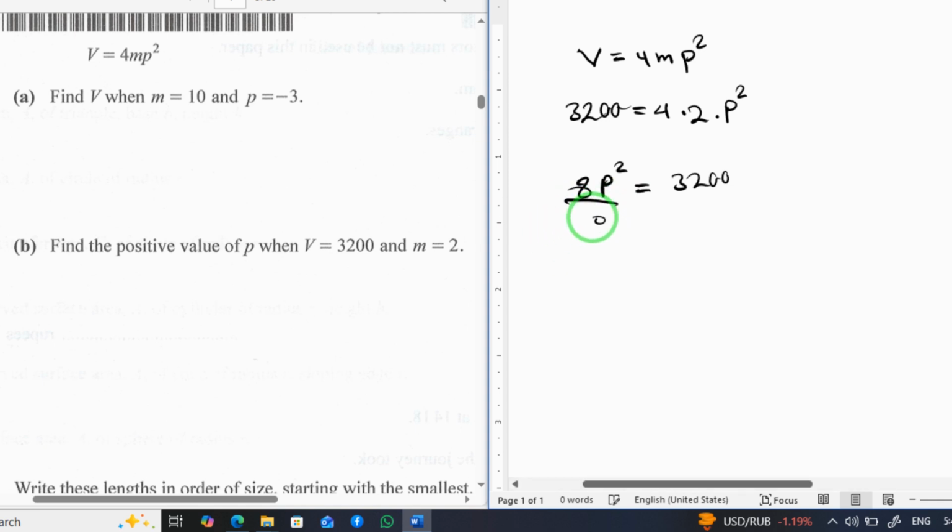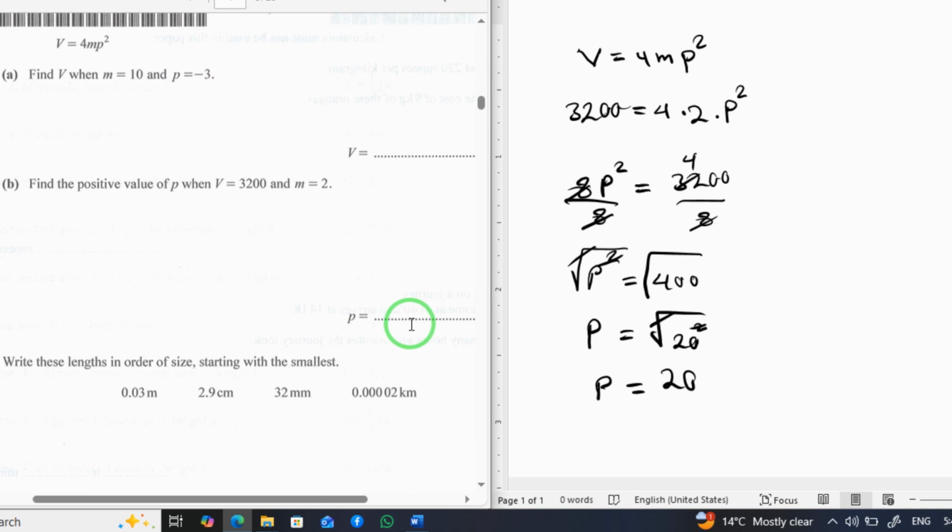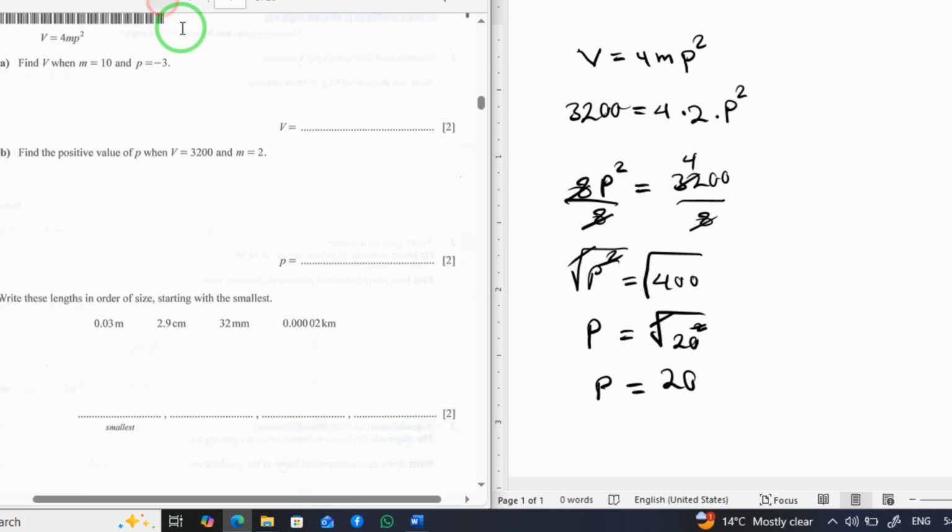We divide both sides of the equation by 8. Then we directly simplify. p squared is equal to 400, because 4 times 8 is 32. There is 400. We take the square root from both sides. Directly simplify this one. p is equal to the square root of 400, which is 20. We directly simplify. The positive value of p is 20. This answer we should write here. This part B also has 2 marks.